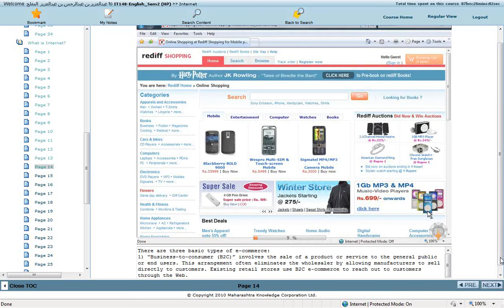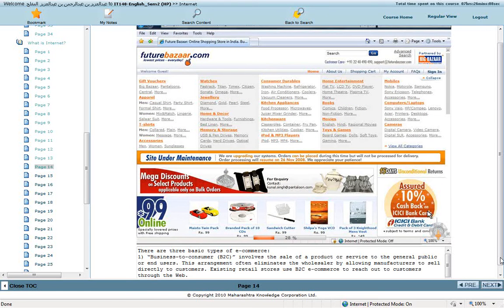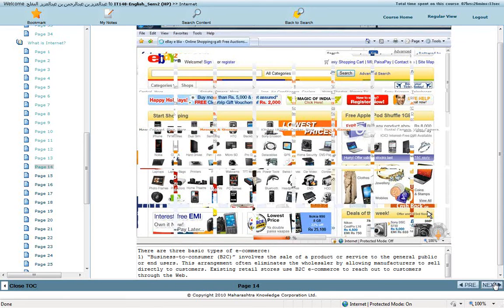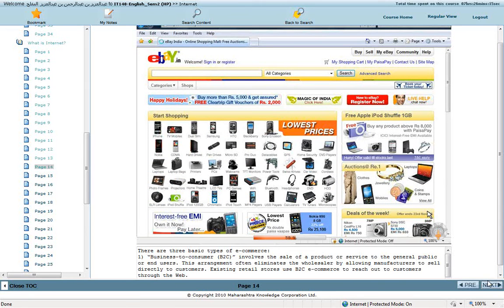There are three basic types of e-commerce. Business to consumer, B2C, involves the sale of a product or service to the general public or end users. This arrangement often eliminates the wholesaler by allowing manufacturers to sell directly to customers. Existing retail stores use B2C e-commerce to reach out to customers through the web.